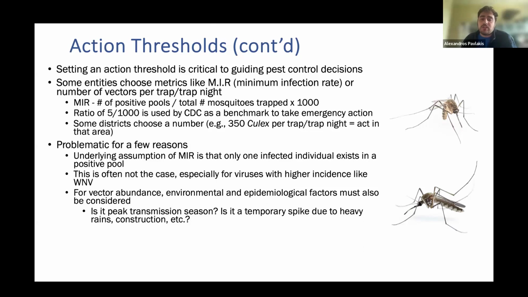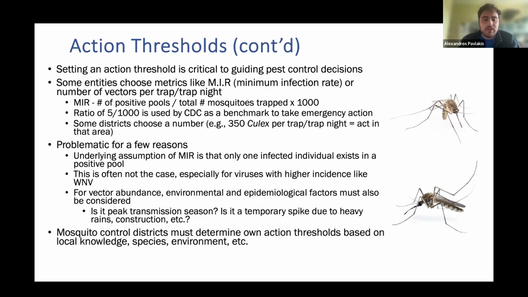For vector abundance, there's a lot of environmental and epidemiological factors that have to be considered when you're looking at these numbers. Is 350 Culex per trap per night at the beginning of the season very different than in peak season? So you've got to think about what time of year it is. What's the weather been? Has there been a lot of wind, a lot of rain? Is there a lot of breeding around that site, kind of artificially, because of some breeding sites? And then, mosquito control districts have to determine their own action thresholds based on their local knowledge of their area and their district, the species of concern, the environment, and so on.